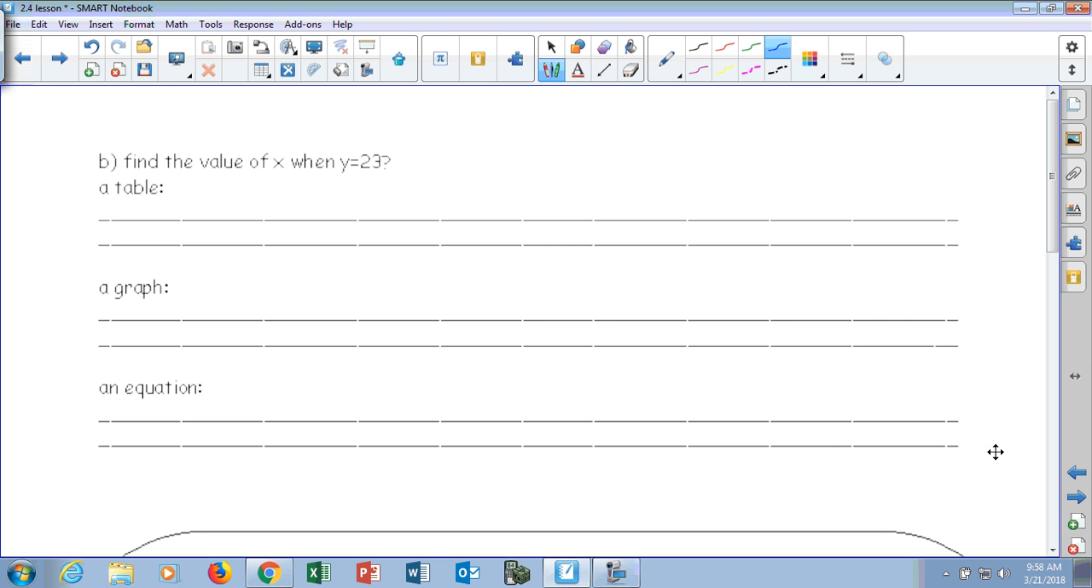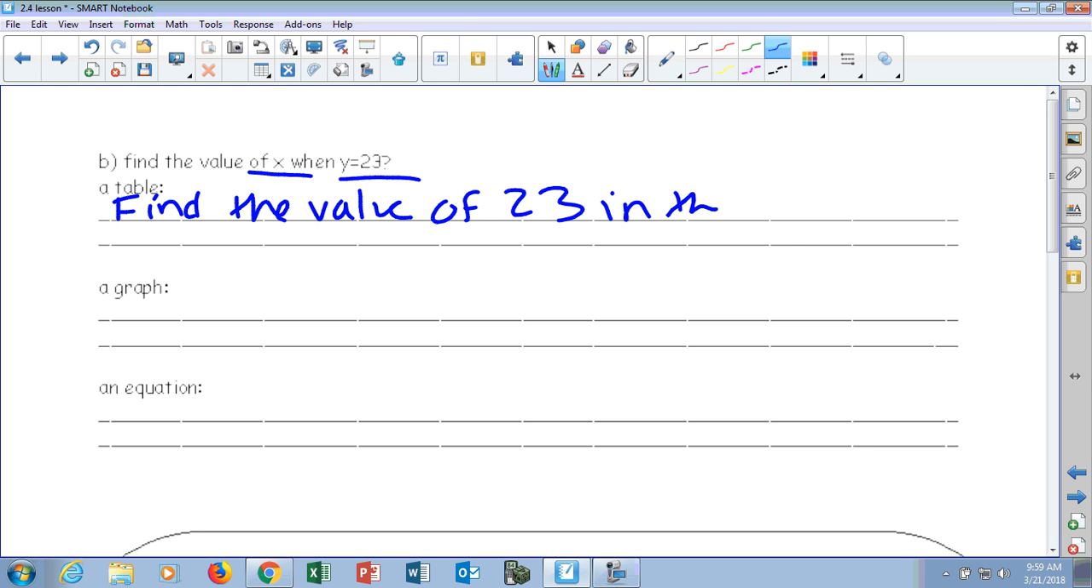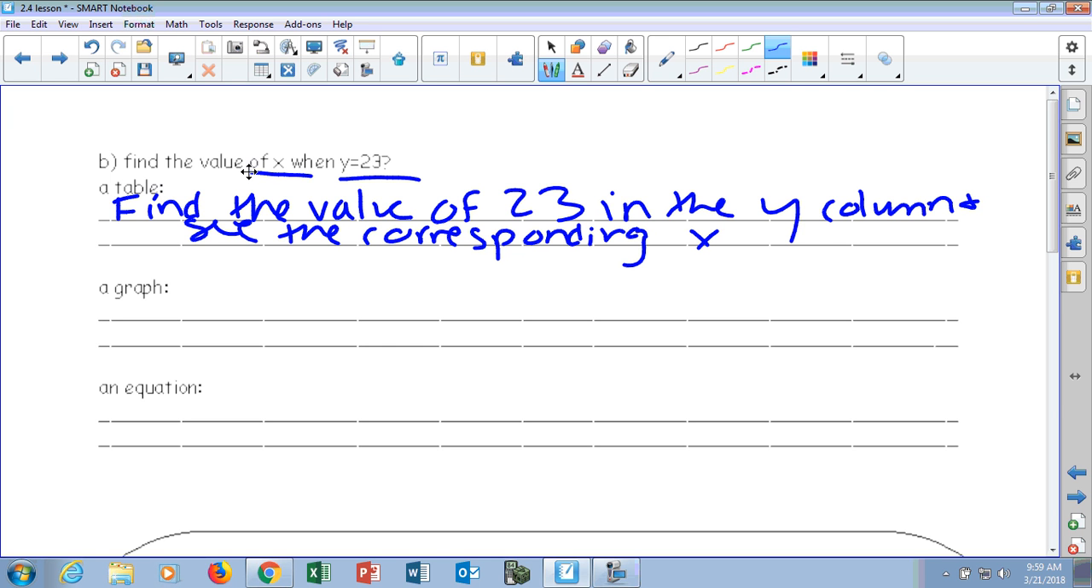So when we want to find our x, we know y is 23. Looking at a table, Stephanie, how am I going to do that? Yeah, exactly. Find the value of 23 in the y column. Find where that is, and see the corresponding x value. Just see what it is.